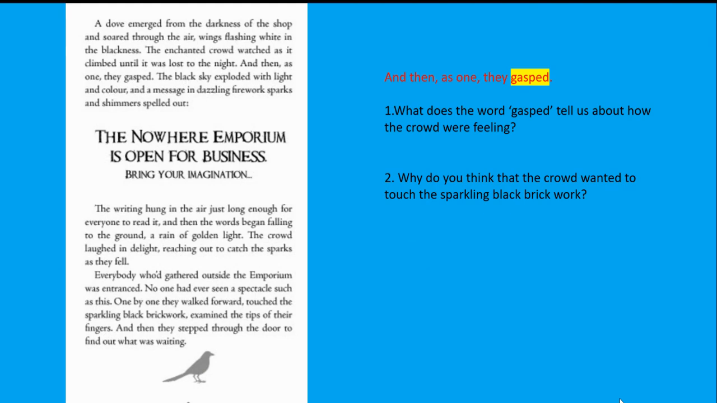A dove emerged from the darkness of the shop and soared through the air, wings flashing white in the blackness. The enchanted crowd watched as it climbed until it was lost to the night, and then as one they gasped. The black sky exploded with light and colour, and a message in dazzling fireworks, sparks, and shimmers spelled out, "The Nowhere Emporium is open for business. Bring your imagination." The writing hung in the air just long enough for everyone to read it, and then the words began falling to the ground, a rain of golden light. The crowd laughed in delight, reaching out to catch the sparks as they fell.